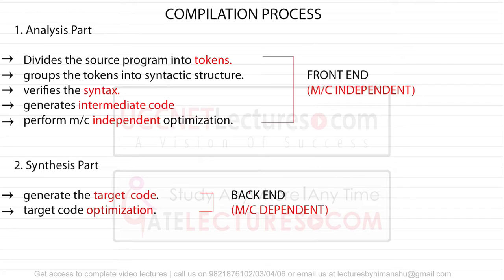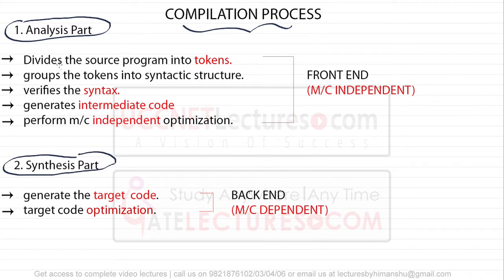So this is the entire process. Now here you see that in case of the compiler, there's a compilation process. This compilation process is divided into two specific parts. Number one is the analysis part, the second one is the synthesis part. When I say analysis part, that means we are going to divide the source program into tokens.